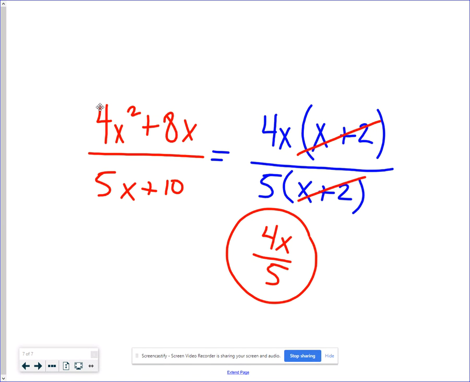So the key to today's assignment, either you're going to have to factor out a GCF first and then reduce, or it will already be factored. I will have it already in factor form and you just cancel stuff out.